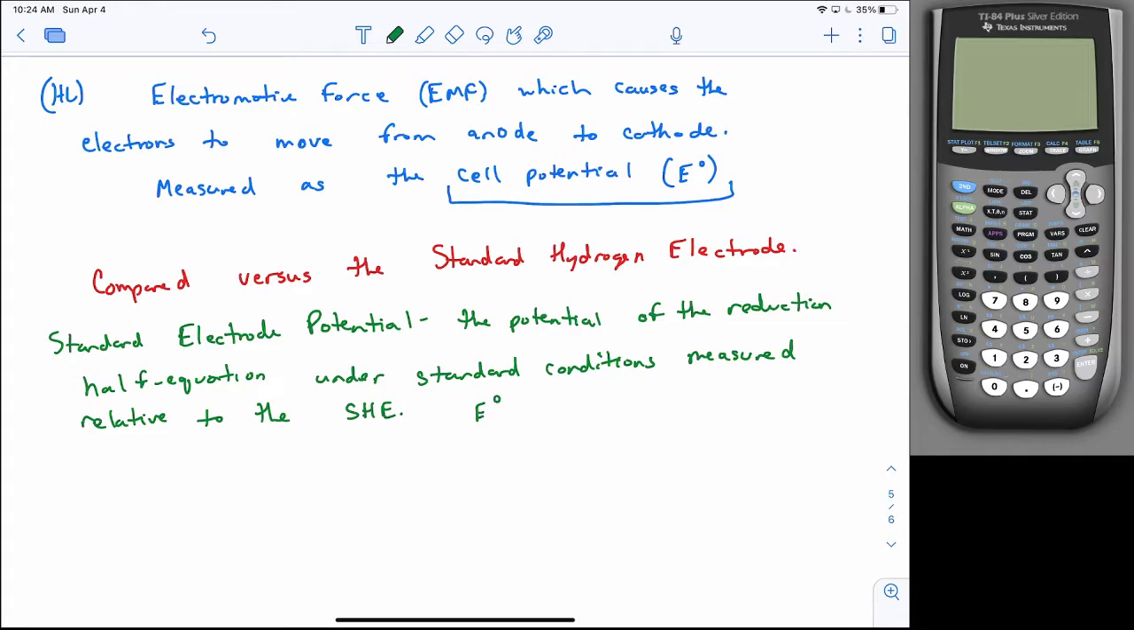The E cell of the SHE is equal to zero. So that's why we can do that, because whatever the value reads out on the voltmeter, that is assigned to the other half cell, because we've assigned the standard hydrogen electrode as zero, kind of our reference point here.